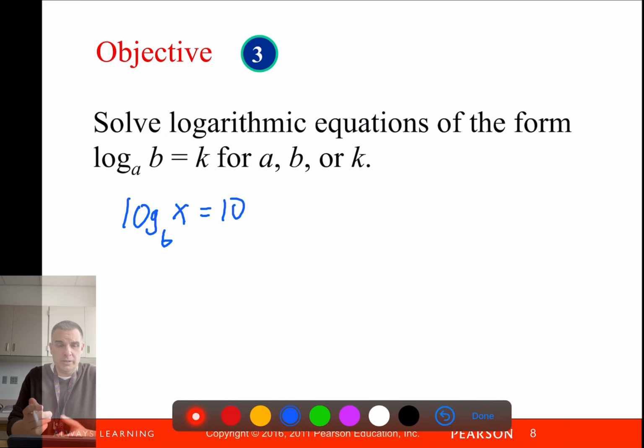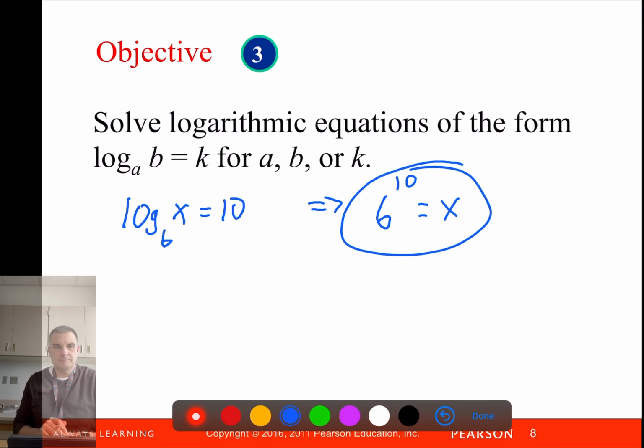Logarithmic form, we want to put it in exponential form. Exponential form, our base is 6 to the 10th power equals x. And there we've taken it and converted it to exponential form. So that's really the first part of your assignment for today, is what you need to do with that.